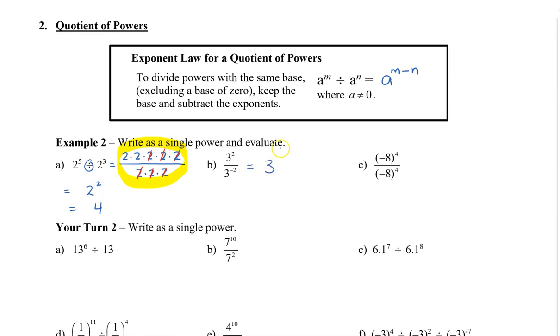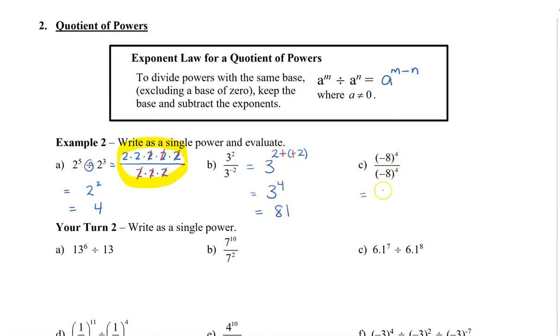So I have 3 as my base, and then my exponent is 2 minus negative 2. Now always be careful with the subtraction. Students tend to make more mistakes with subtraction because of the minus sign. So notice that the 2 negatives we're going to actually add. So let's change it to plus. So now we have 3 to the power of 4, and that equals 81.